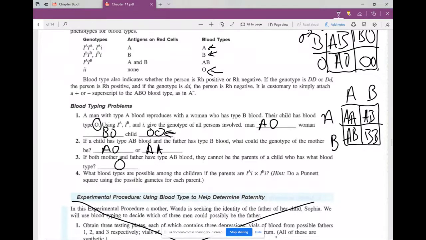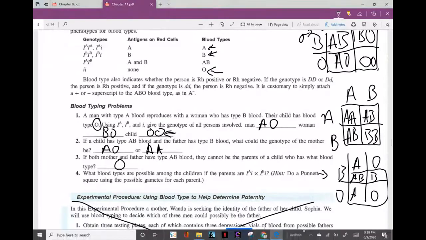And then here they're asking you for the possibilities. Again, we have one parent who is AO and the other is BO. And you have AB, and here you have just B, here you have just A, and here you have just O.